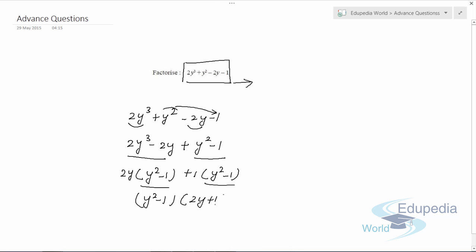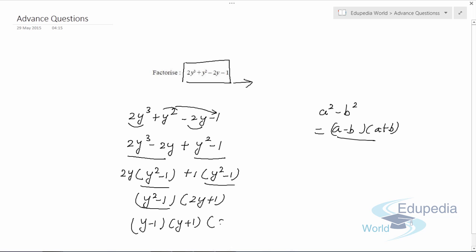2y plus 1. Now we can again factorize this polynomial. We have learned the identity a square minus b square in previous classes. This can be written as a minus b into a plus b. So we can apply this identity over here. It can be written as y minus 1 into y plus 1 into 2y plus 1. So this is the easiest way to factorize any polynomial.